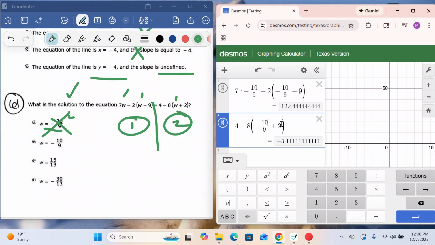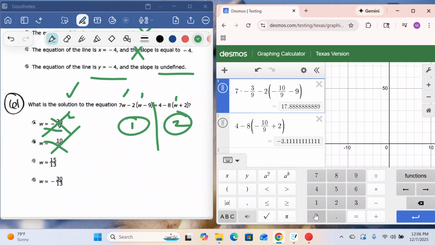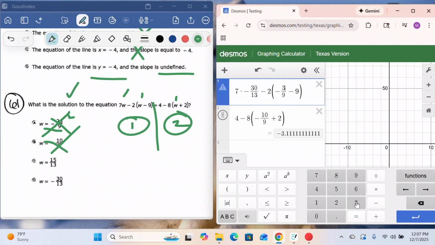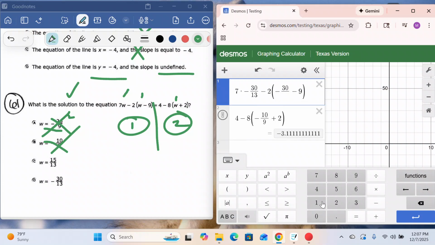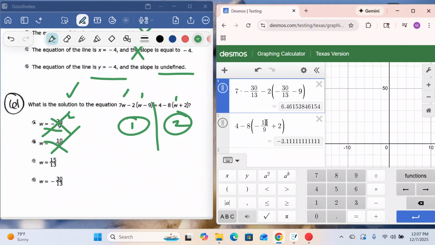So then automatically I know this one is wrong because it doesn't have any equality. So then I'm going to replace this one with 30 over 13. So then I'm going to delete and replace it with 30 over 13.